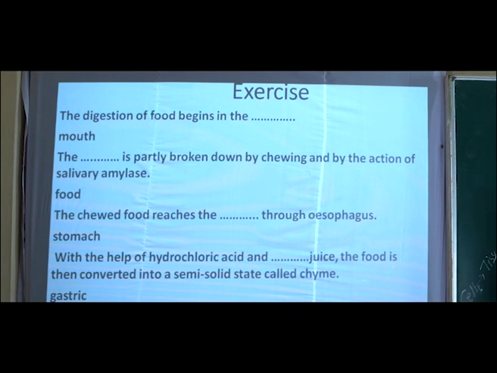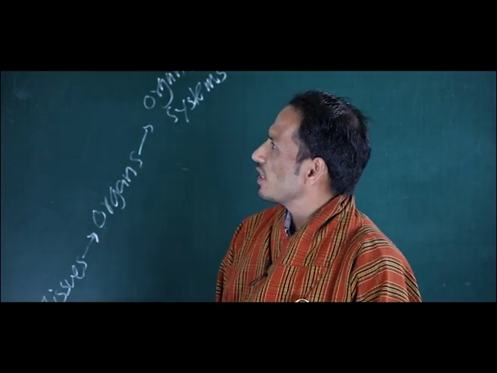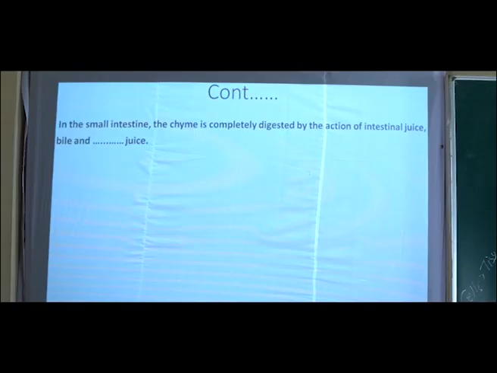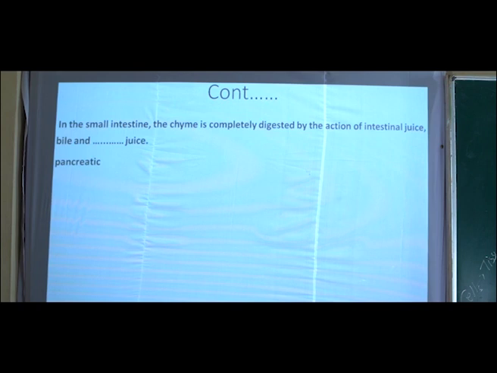called chyme. In the small intestine, the chyme is completely digested by the action of intestinal juice, bile and dash juice. And it should be the pancreatic juice.